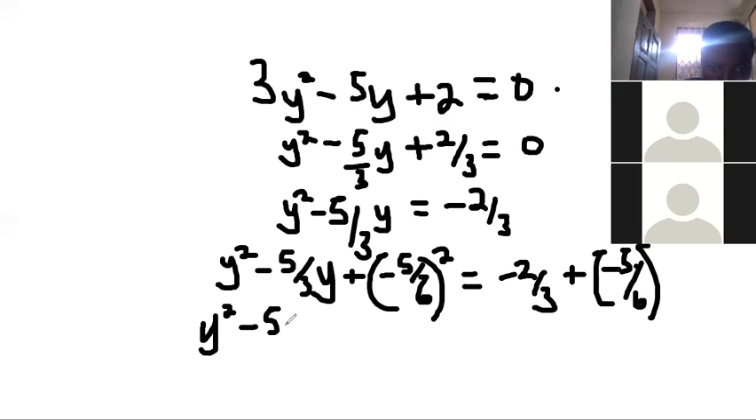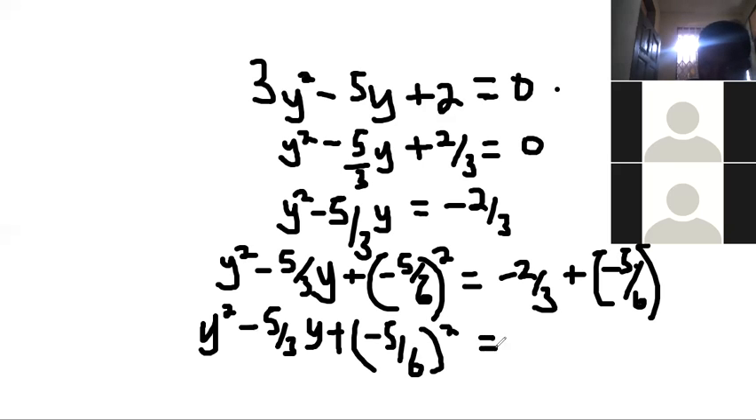So we are going to get y squared minus 5 all over 3 y plus minus 5 all over 6 all squared. We can decide to do the multiplication, or we can decide to leave it like that. This will be equal to, this squared will be 25 all over 36, minus 2 all over 3. Or when this becomes positive, that will be negative this plus this, or it can be this minus this. It's the same thing.